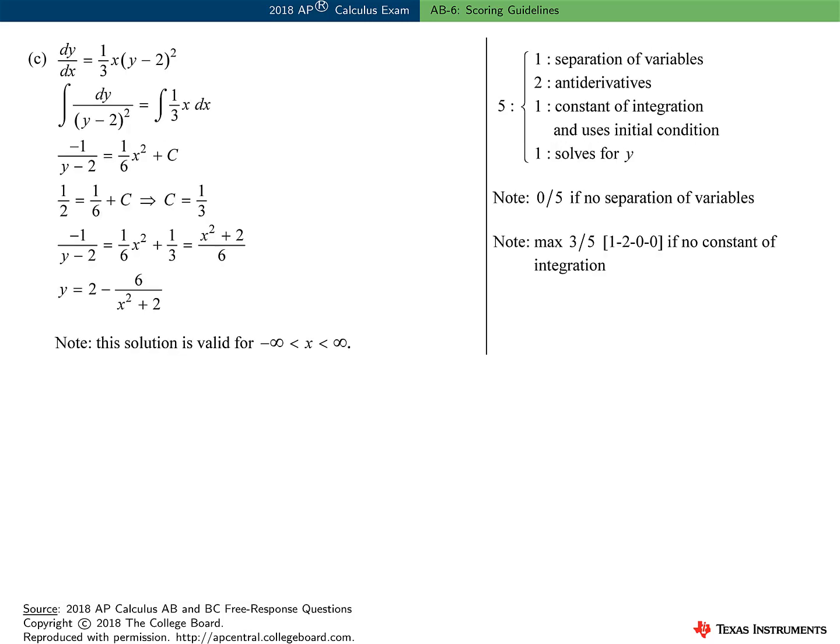Part C was worth 5 points. These points were earned, or partial credit was awarded, along the way to solving this differential equation using the method of separation of variables. The first point was for separating the variables. The next 2 points were for the antiderivatives, 1 point for each side. The fourth point was for introducing a constant of integration correctly and for using the initial condition. And the last point was for putting everything together and solving for y.